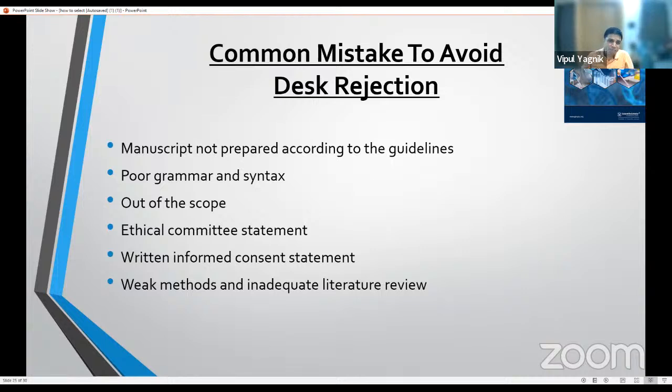If your grammar and syntax are very poor, if the article is out of the scope of the journal, if you have not taken ethical committee permission or institutional review board permission, your article will not be processed further. If you have not taken written informed consent from the patient, then your article will be rejected immediately without sending it to peer review. And weak methodology and inadequate literature review are also among the reasons that lead to desk rejection.